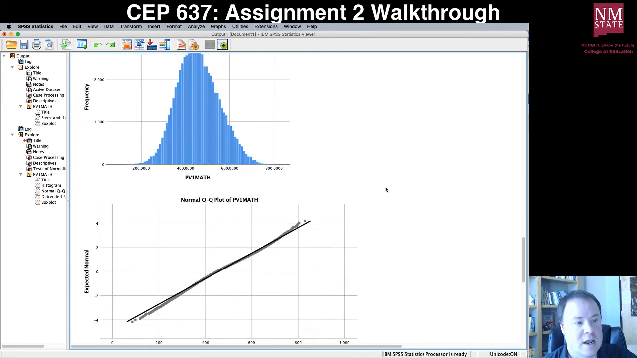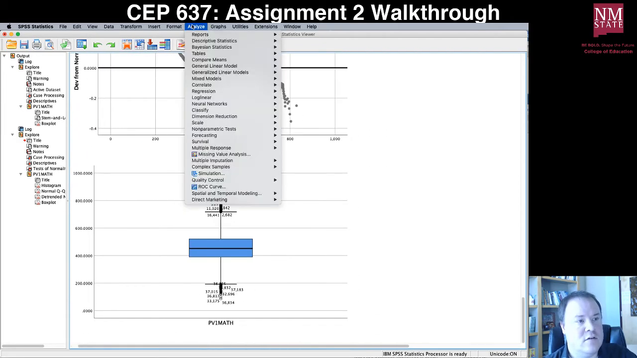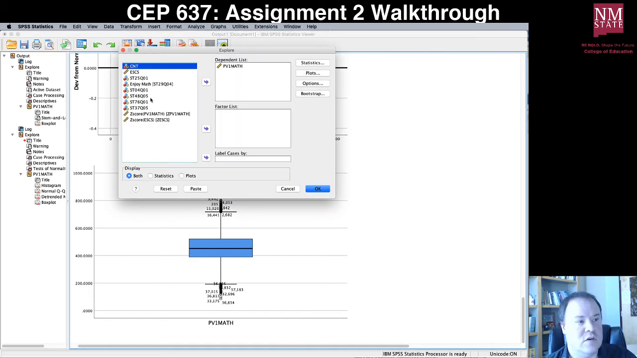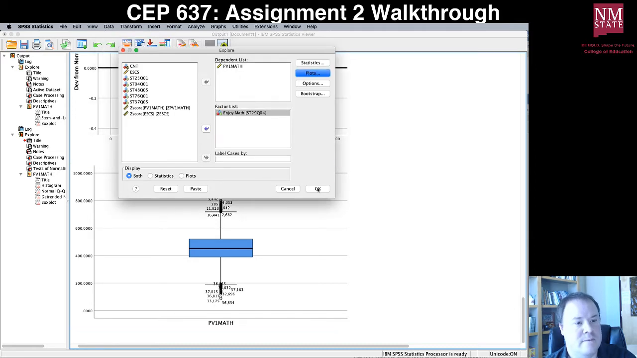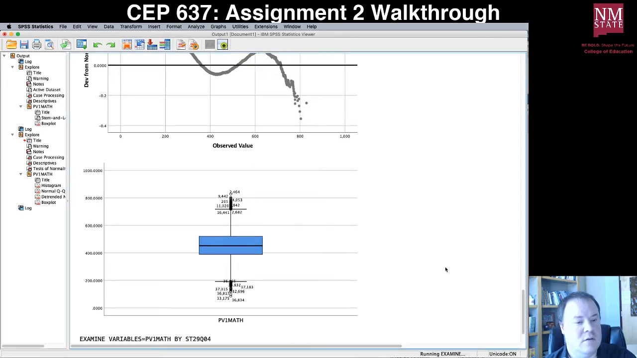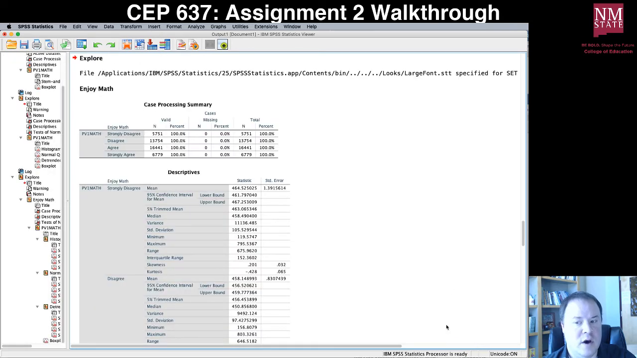Okay, now let's break this down into its respective groups to see if our assumptions hold. So we have enjoy math, and see it put the label there, ST29Q04, so it's easier for me to remember what it is. Let's make sure we still have these plots in there. I want histogram and normality plots. Okay, let's give it a minute to run. If you're ever curious if it's running, there's a little dialog box at the bottom there that will say if it's running.